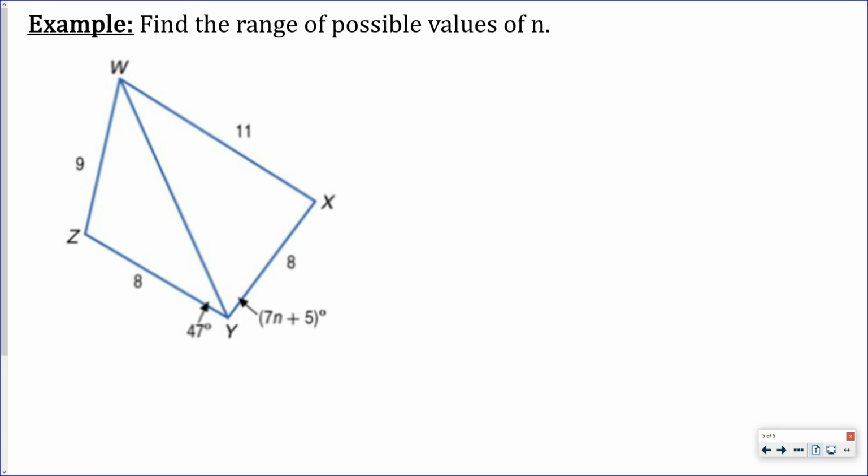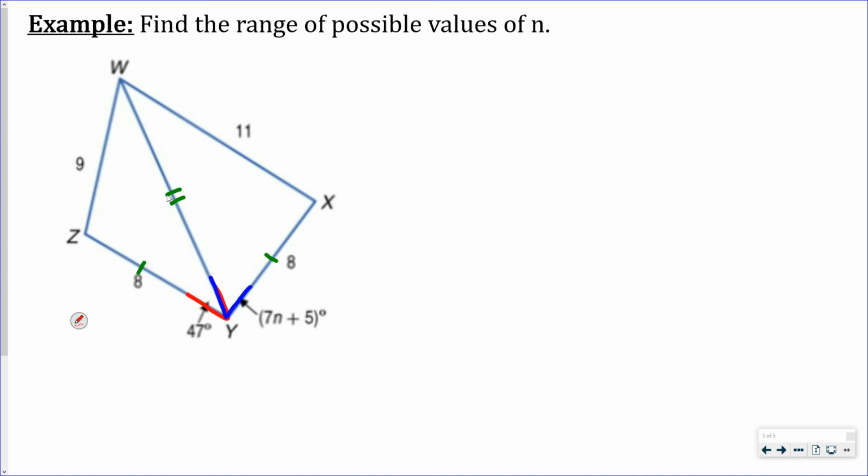Okie-doke. I don't see any congruent sides other than this shared side. 8 and 8. Oh my gosh, you're right. 8 and 8. Those are congruent. Okay, good. Hinge theorem applies. Here's the included angle of those two congruent sides of this left triangle, 47 degrees. Here's the included angle of the other triangle.